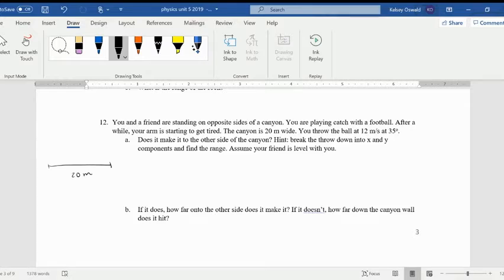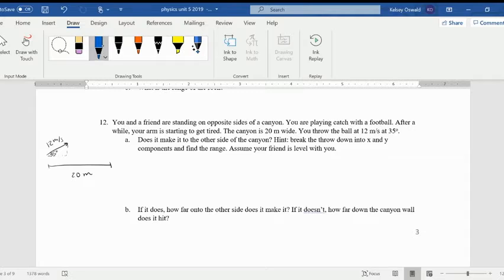And you're going to throw the ball at 12 meters per second at 35 degrees. So you know you're throwing that ball at a velocity of 12 meters per second, at an angle of 35 degrees. So we want to see if the ball makes it to the other side with that velocity. So what we're going to do is take a look to see how long it would take your friend to catch the ball.